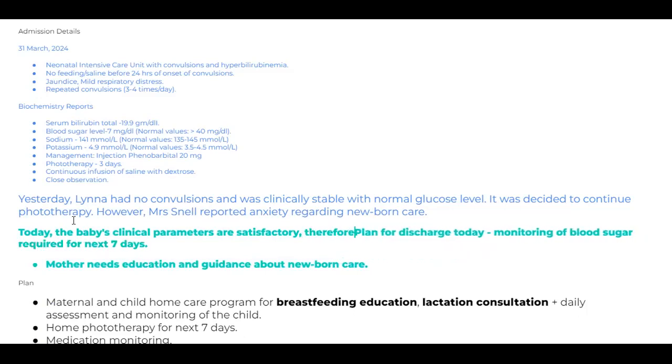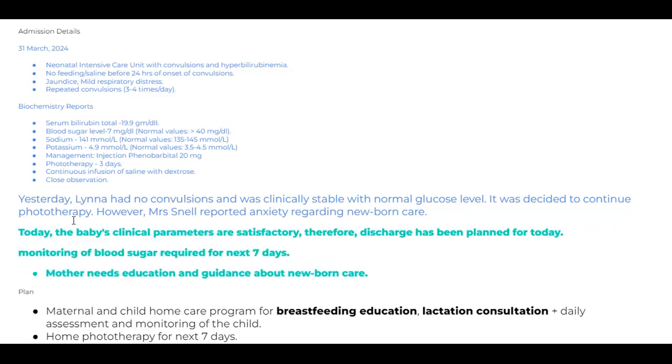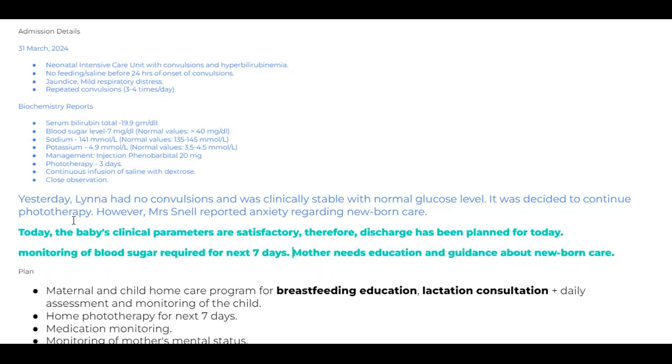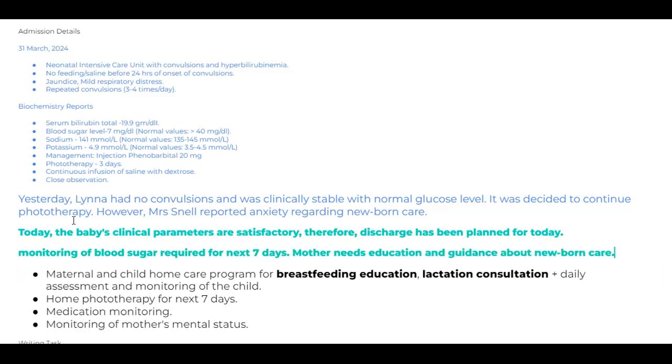Therefore, discharge has been planned for today. Has been planned, because has been is present tense, not past tense. Okay, monitoring of blood sugar required for next, this will not be used here, and guidance about newborn care. This will be coming in the next area. Okay, let's write that one. Actually, this is a plan thing. This is combined here to confuse you. So all these things will be coming in this area. So we have to write. Now, look at this one.